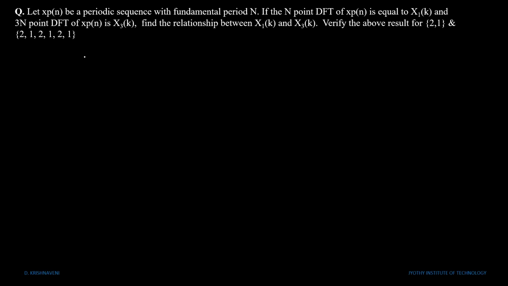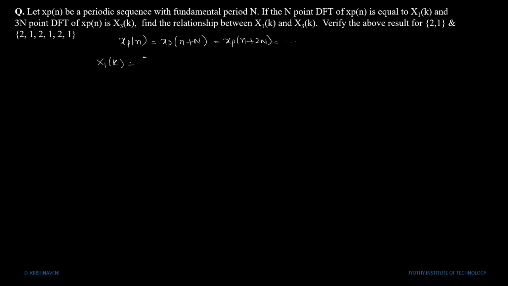So what is given is the N-point DFT of xp of n is X1 of k, and xp of n is a periodic sequence. So when xp of n is a periodic sequence, what does it mean? xp of n is equal to xp of n plus N, equal to xp of n plus 2N, etc. That is the first statement. Second statement is the N-point DFT of xp of n is X1 of k.